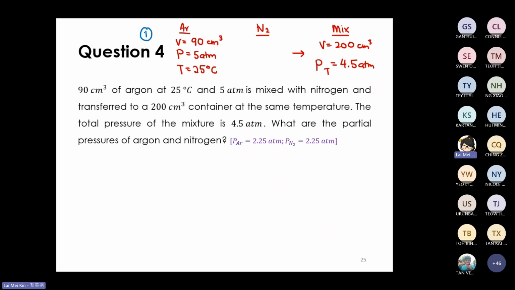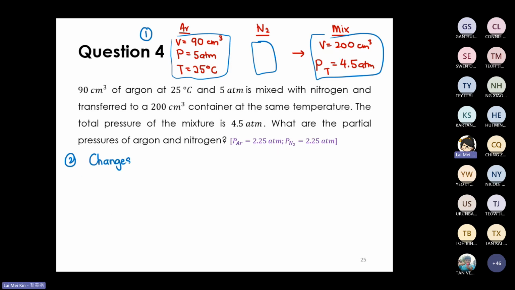First of all, you simplify. I always teach my students, first of all, you simplify the information. If you want to draw, you draw. Draw a container. Secondly, very important, ask yourself, are there any changes in the factors, the P, V, number of moles and temperature? Are there any changes, or is the question just giving you a bunch of information?